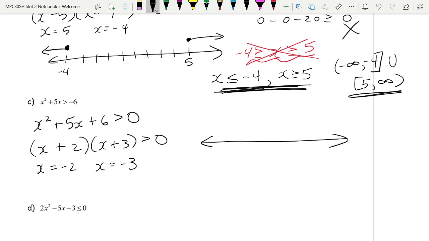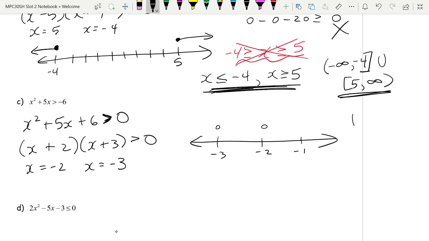Now, this hasn't happened to us yet. There's -3, there's -2, there's -1. They're both open circles, right? Because it's a greater than. There's no whole numbers between those two numbers. So what would you do? You know what? I'm still going to test 0 because it's just easier to work with. But what am I expecting? Well, let's see if 0 works. So I'm going to test 0.